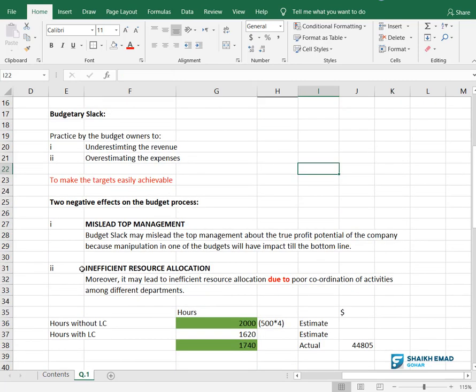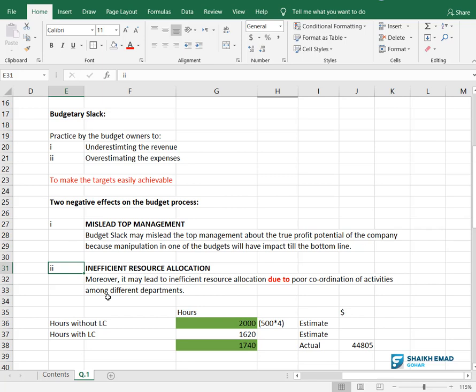Okay, what is the second problem of budgetary slack? Inefficient resource allocation. Because what is the feature of budgeting? Why do we make a budget? Because we need to allocate the resources. Getting it? If there is an overstatement or understatement in any of the budgets, the resources will not be allocated properly. Getting it? Maybe where resources are needed, you didn't give them because the other department has created a slack for you.